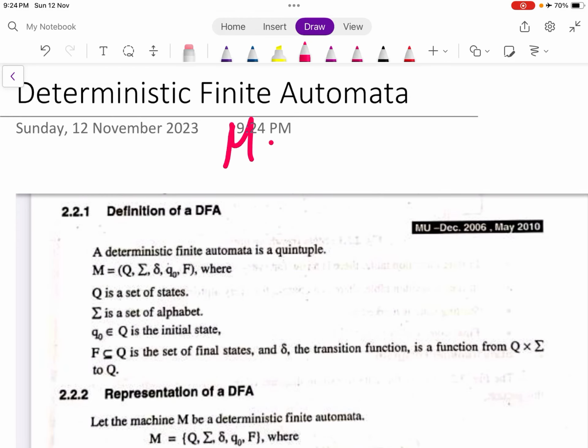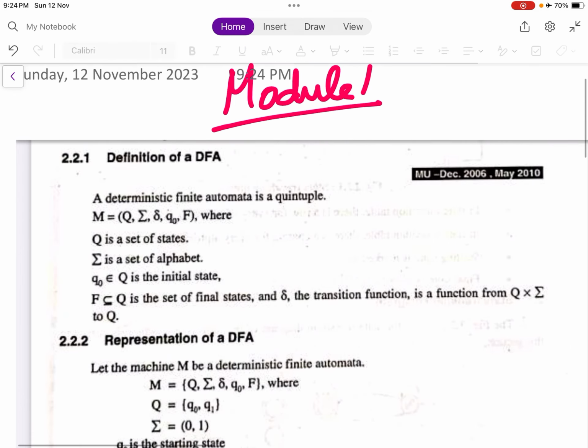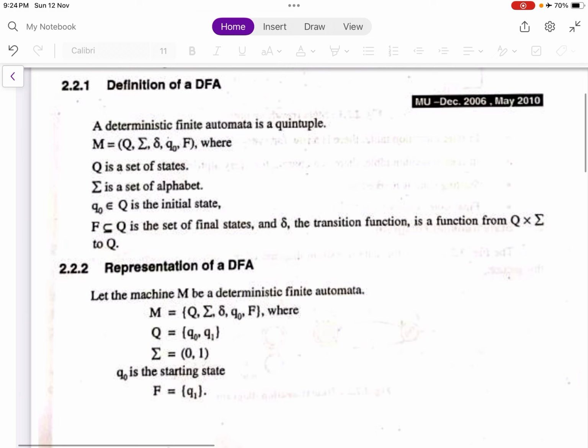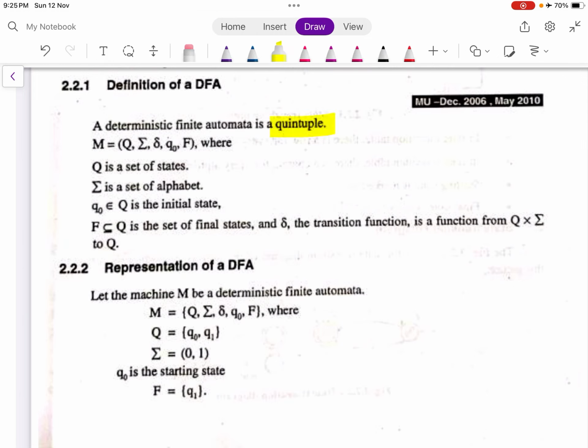Deterministic Finite Automata, Module number 1. Definition of a DFA. A deterministic finite automata is a quintuple.